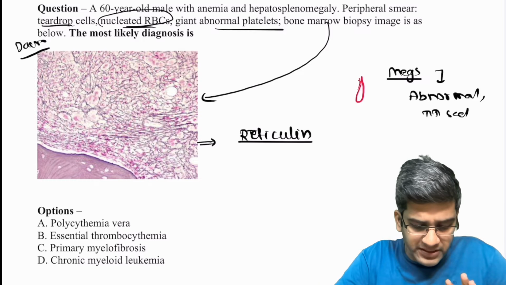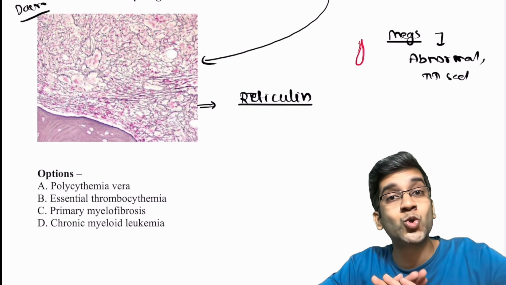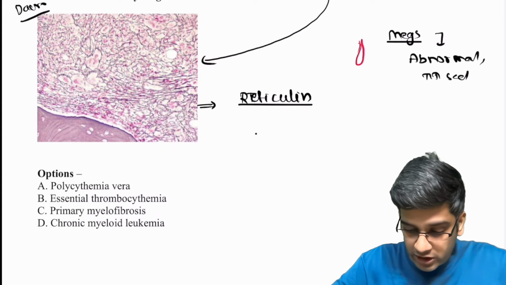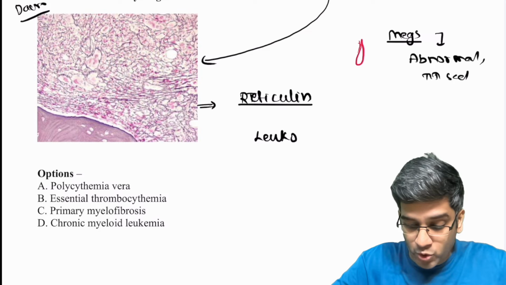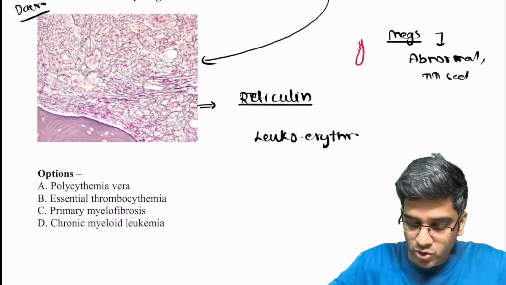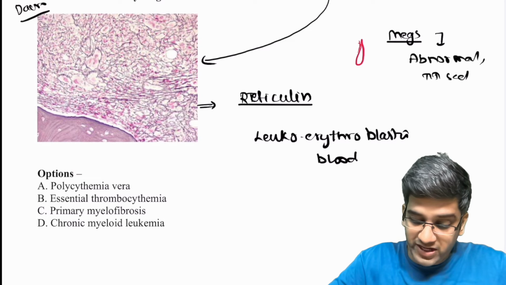Why does nucleated RBC come outside? That's also a very important finding. Remember this, since there is no space in the bone marrow, all the precursors come outside. Very important term. Never forget this term. You have to look for this term in case of myelofibrosis: leukoerythroblastic blood picture. Fine. It's a very important finding.